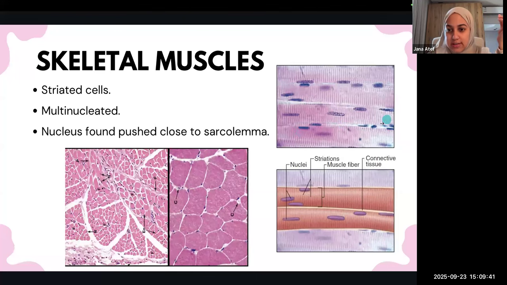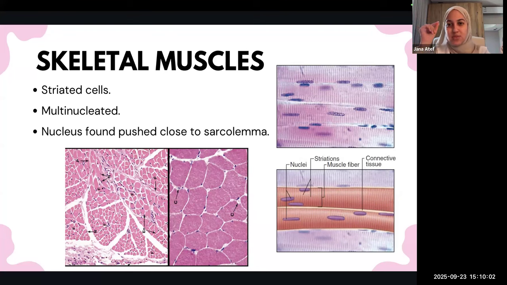Two, it's multinucleated. So this entire thing is a muscle cell, okay? If you take a section of any muscle in your body, for example your sternocleidomastoid muscle, and put it under the histology, the entire length of the muscle is one muscle cell, okay? It's a muscle fiber or muscle cell. So the entire thing is one muscle cell.